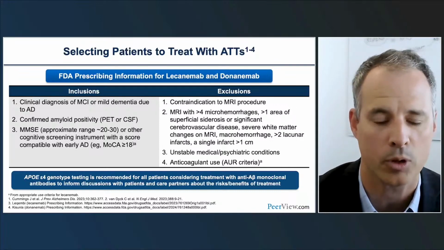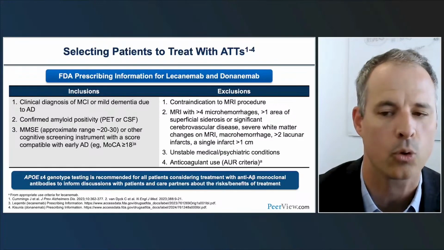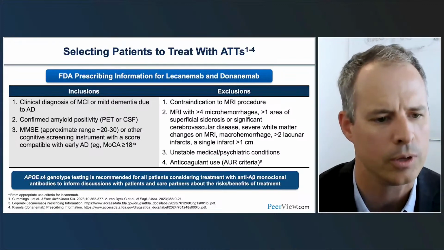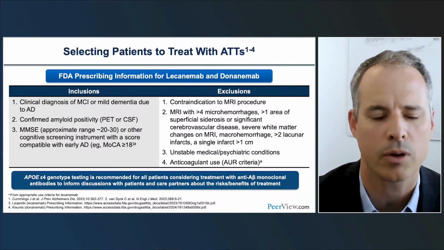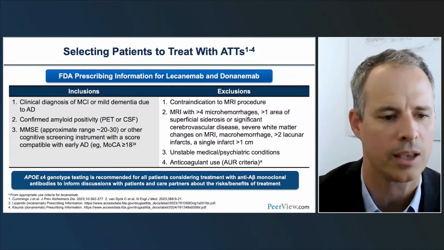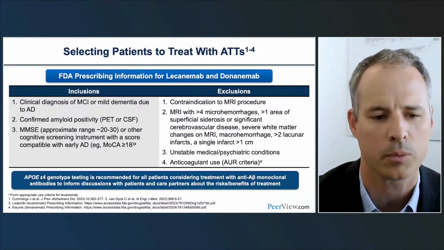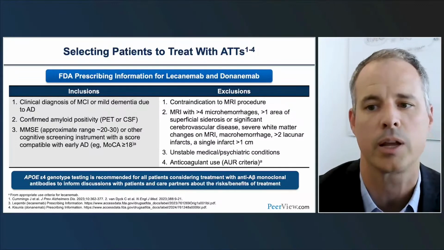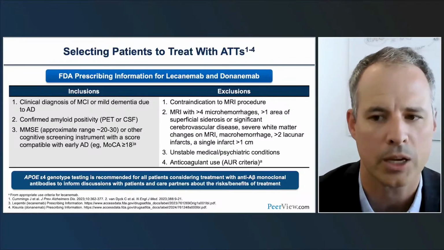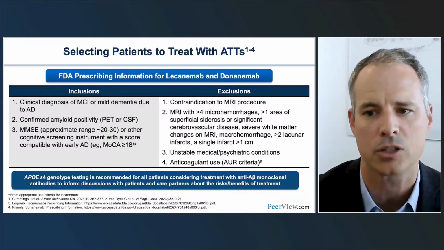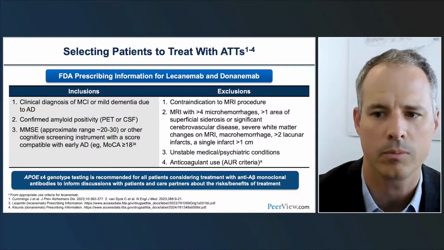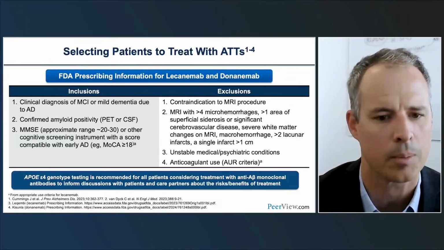They must have confirmed amyloid positivity, which is done usually with amyloid PET or with CSF biomarkers, such as a p-tau 181 to A beta 42 ratio. And they should meet certain criteria on cognitive testing. So in general, a range on the Mini-Mental Status test between 20 and 30 is what was used. In fact, both trials used slightly different ranges, but at our center, we generally use a cutoff of around 20 to include patients, although this may vary somewhat in patients that have aphasia or other factors that might influence their test. You can also use instruments such as the MoCA instead of the MMSE.